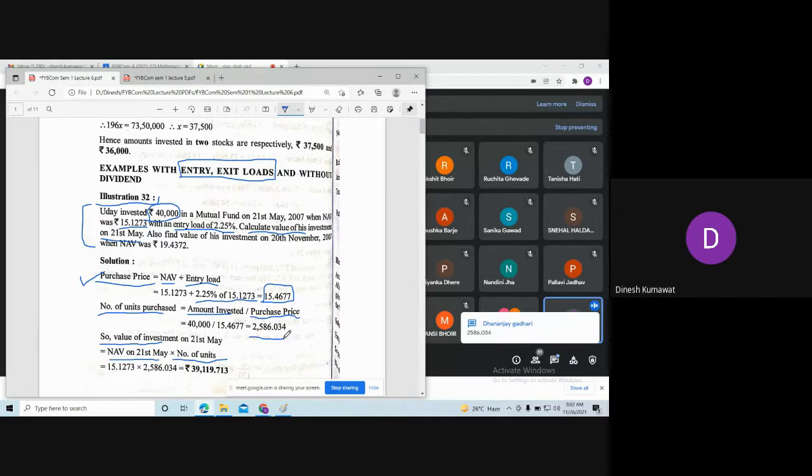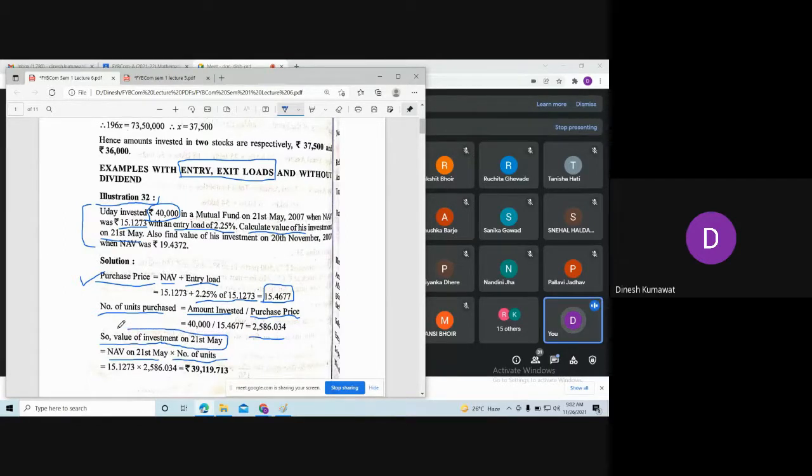Okay, so Dhananjay is getting 2586.034. Siley is also getting a similar thing. Okay, so here we have the number of units to be 2586.034. Okay, now you multiply this number of units with net asset value on 21st May for getting the value of investment on 21st May.